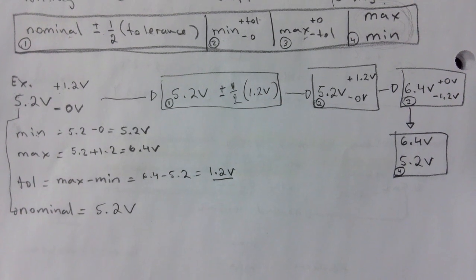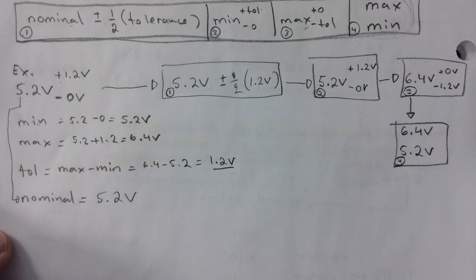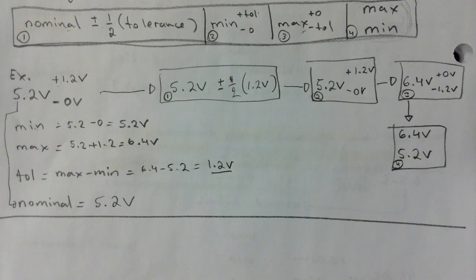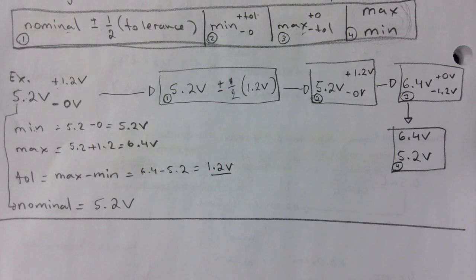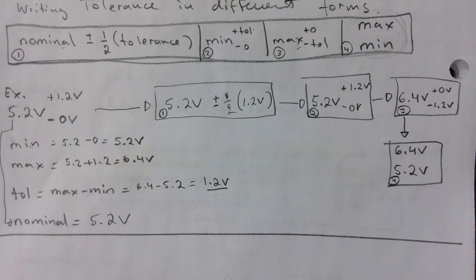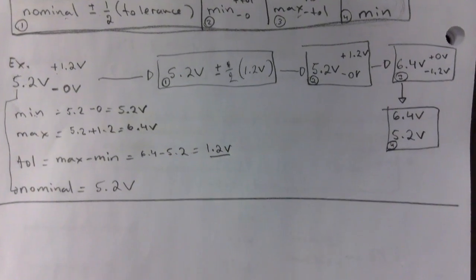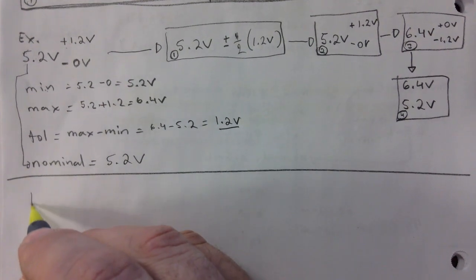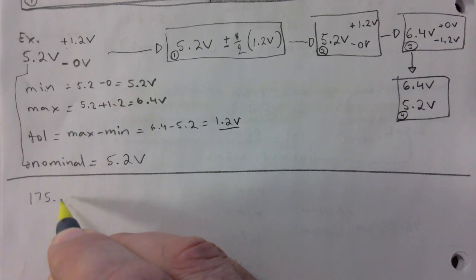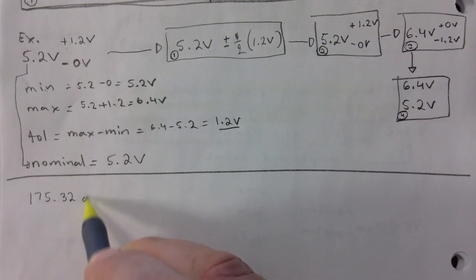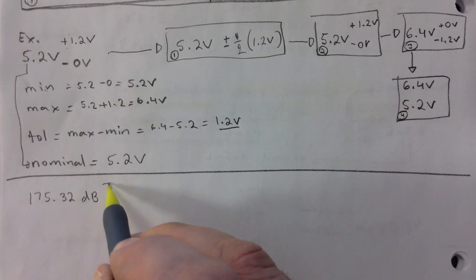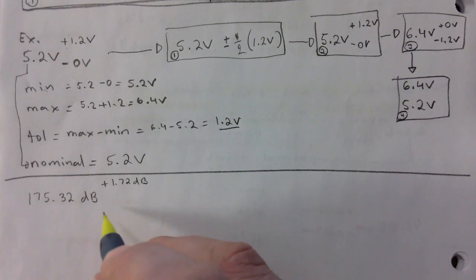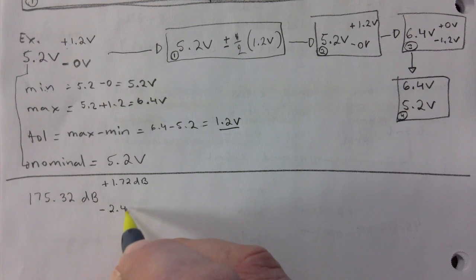One more. I will ask you to try this before I give you the AC. Okay? So if I were to give you this, 175.32 decibels plus 1.72 decibels, I'm pretty sure this would blast your ears already, but I'm just making this up, so it's okay.